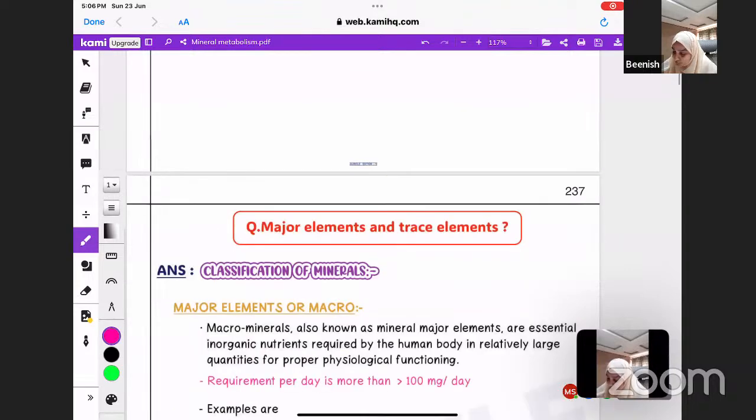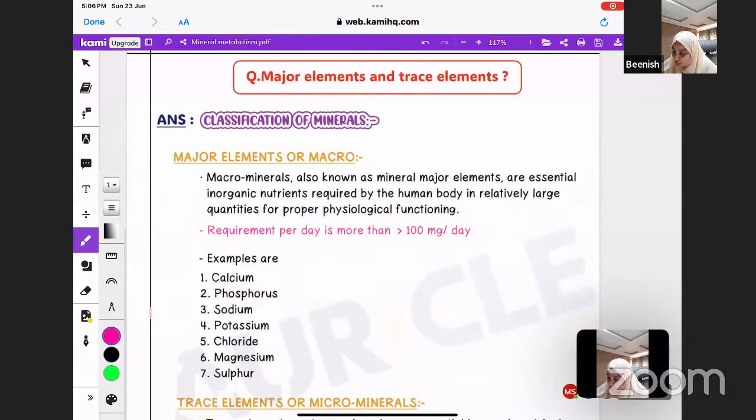Okay, so before we take individual minerals one by one, let's have a look at their classification. They are classified into major elements and trace elements or micro minerals. So let's have a look at the difference between the two.